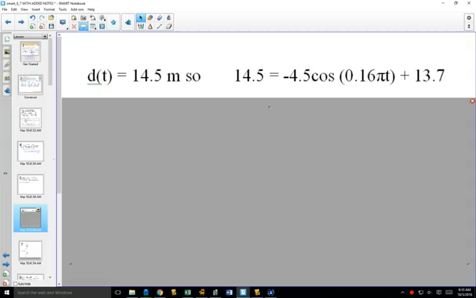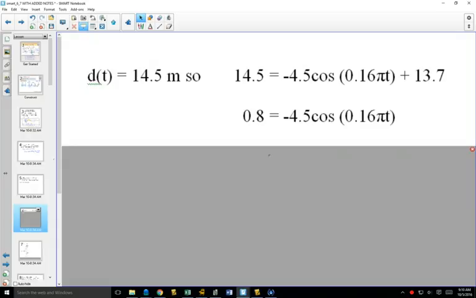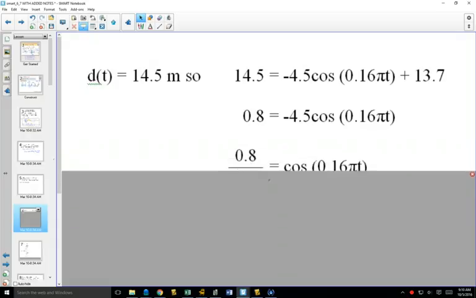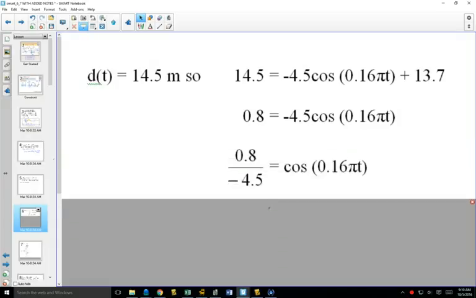And that variable is inside a cos function, so you're also going to have to use your skills with solving trig equations, which we've done some already. First thing you would do is move your 13.7 over to the other side and divide by negative 4.5. That gets your cos all by itself.